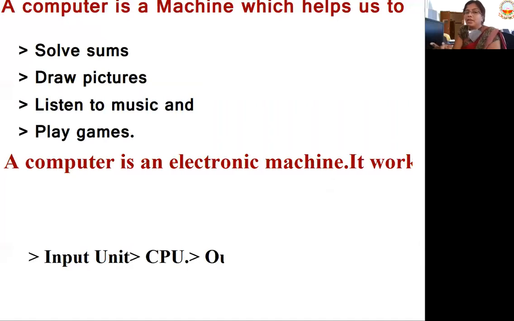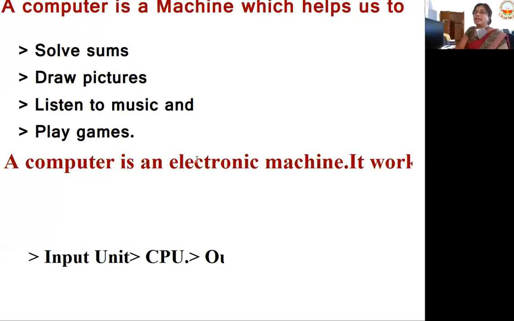See how many things we are able to do, children. First thing, we can solve problems. We can solve sums. We can solve these mathematical problems. Then second thing, we can draw pictures on it. Third thing, we can listen to music on computers. Fourth thing, we can play games in the computer. So computer is a machine which helps us to do these many things, correct?